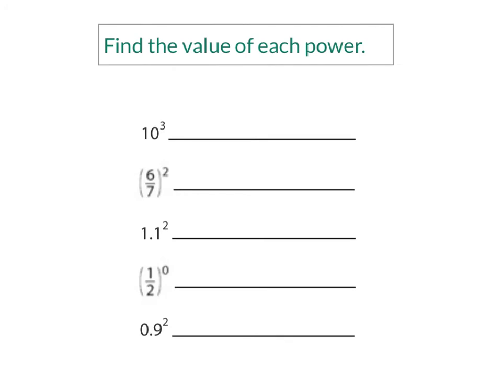Let's try. Find the value of each power. This means we're actually going to use either our calculator or our brains to calculate the actual number. So 10 to the third power would be 10 as a factor 3 times, 10 times 10 times 10. The value of this one is 1,000. 6/7 to the second power.